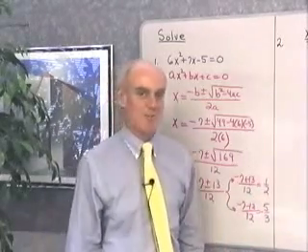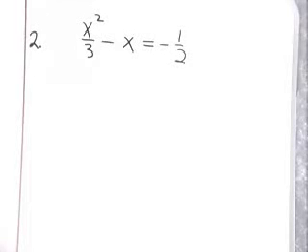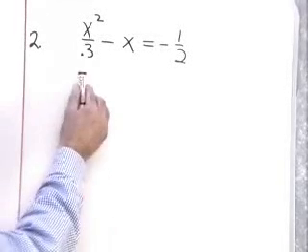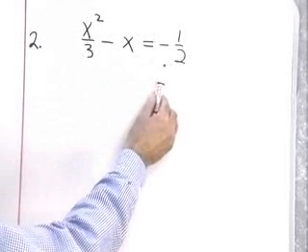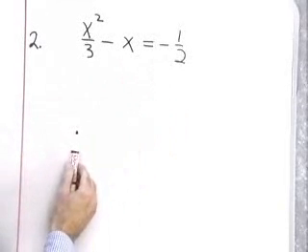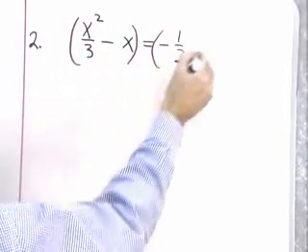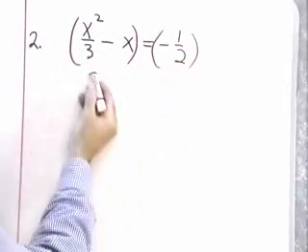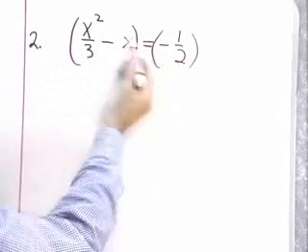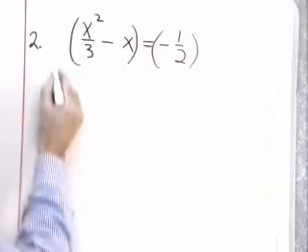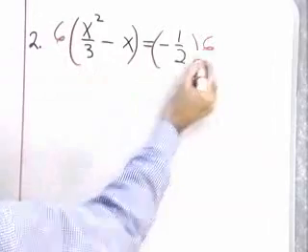Here's another example. x squared over 3 minus x equals negative 1/2. Now I can, if I want, substitute fractions into the quadratic formula, but for me it's easier if I work with whole numbers. So what I'm going to do is multiply both sides of this equation by the least common denominator for all the denominators I see, and then I'll have an equation that's cleared of fractions. So I'll multiply both sides by 6.